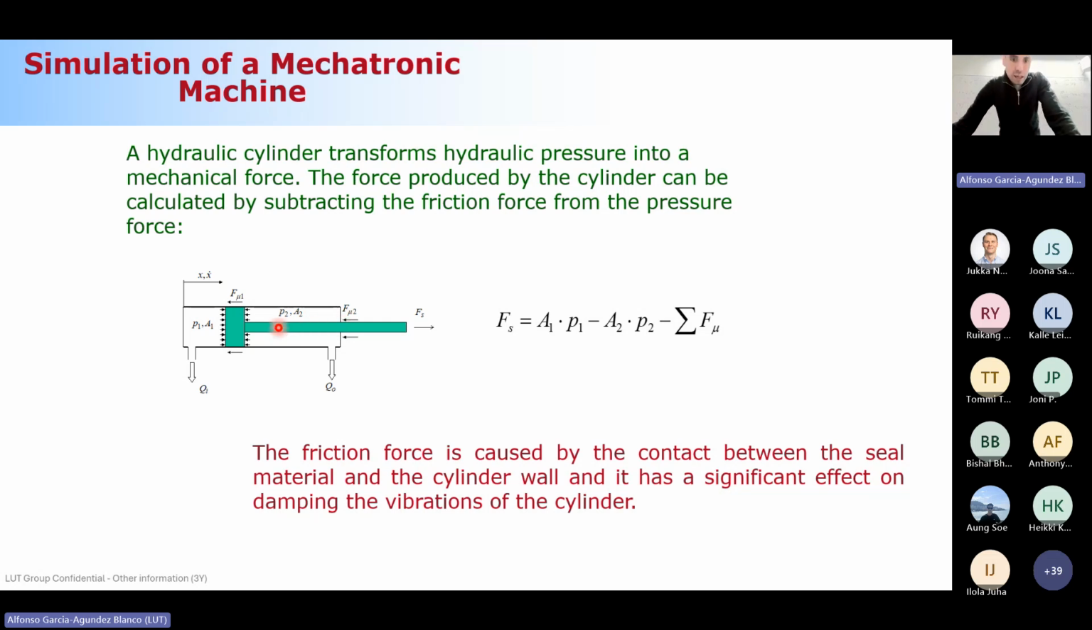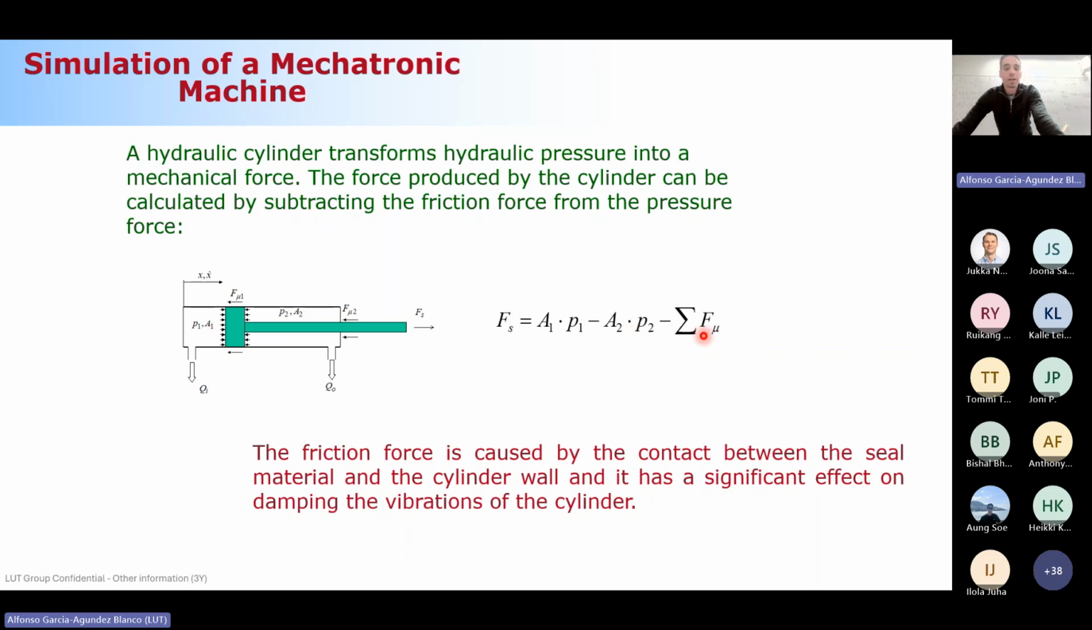Sorry, I think that the students online cannot see my mouse cursor. Perfect. So you have here the piston rod side, and here the piston side, A1, P1, and here the piston rod side. And the force provided by the cylinder is basically the difference between the products of the areas times the pressures, A1 P1 minus A2 P2.